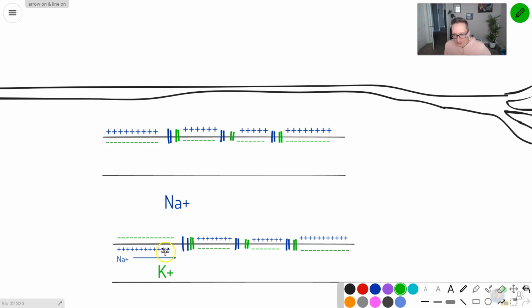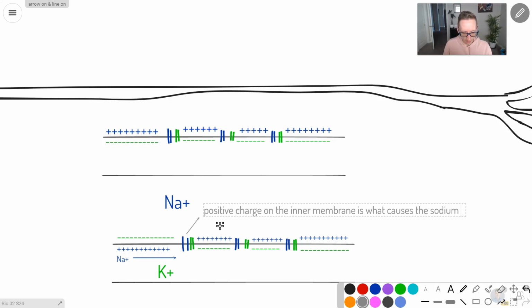Okay, this positive charge on the inside is what causes this sodium channel to open. So we can write that: the positive charge on the inner membrane is what causes the sodium channel to open.